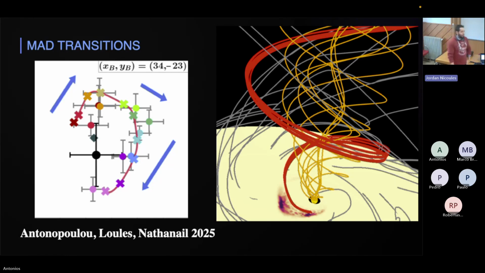Is there any information about the magnetic field around Sagittarius A*? Any information about the magnetic field? There is some information, there are some polarimetric observations, but we don't know what it is. I will say in a while also for some EHT observations.